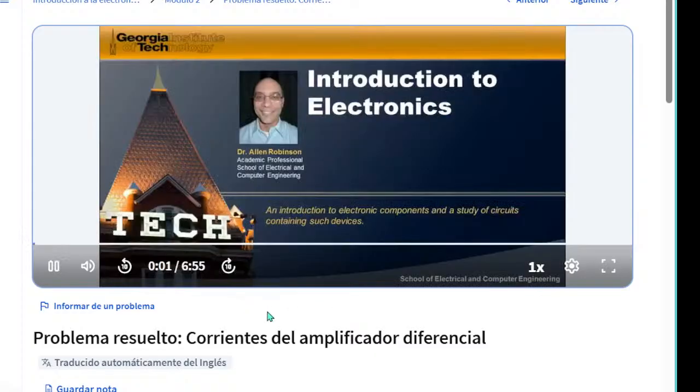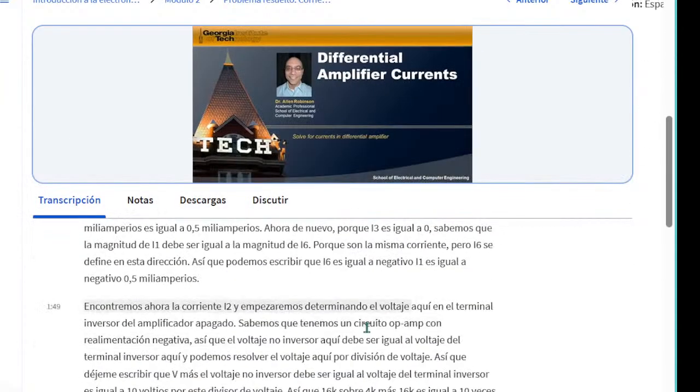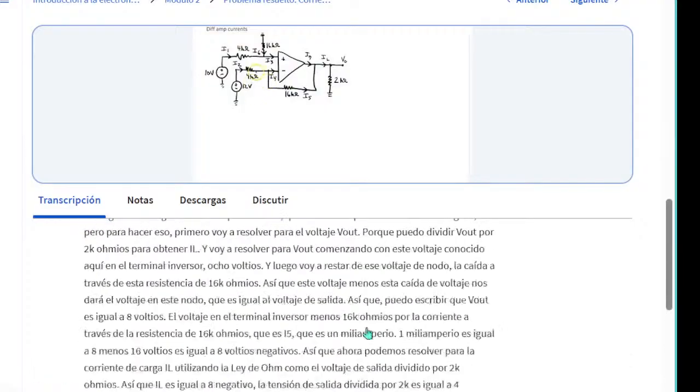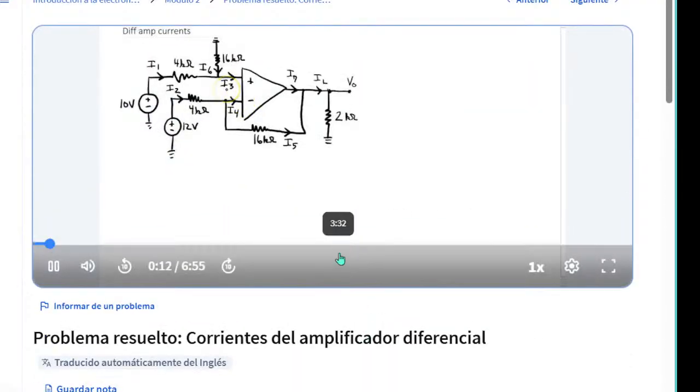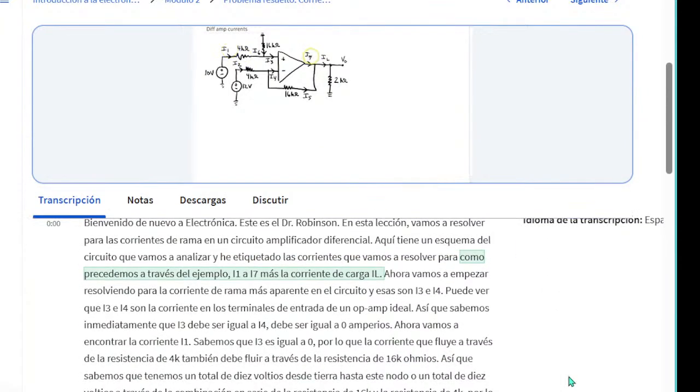Welcome back to Electronics. This is Dr. Robinson. In this lesson, we are going to solve for the branch currents in a differential amplifier circuit. Here is a schematic of the circuit we're going to analyze, and I have labeled the currents that we're going to solve for as we proceed through the example, I1 through I7, plus the load current IL.